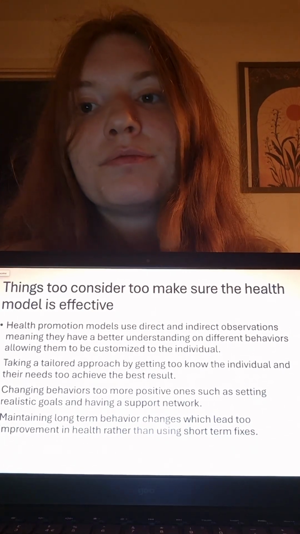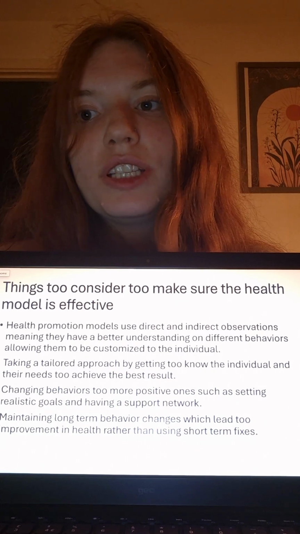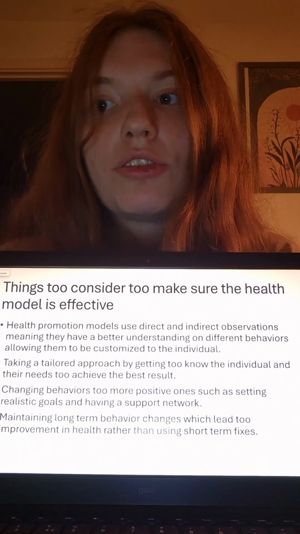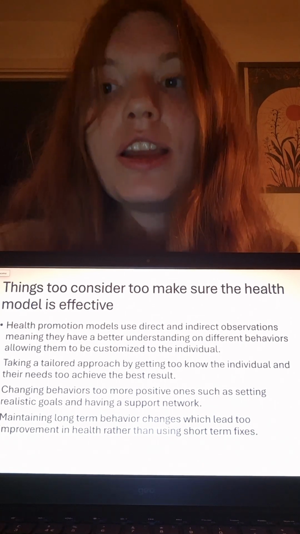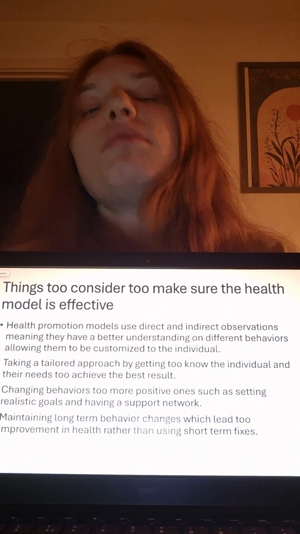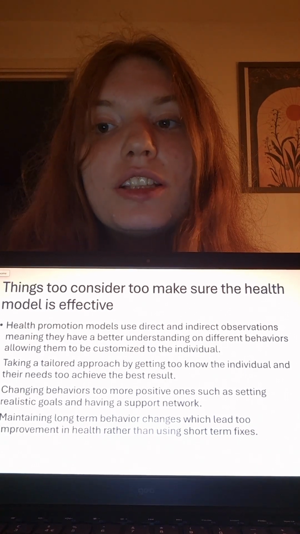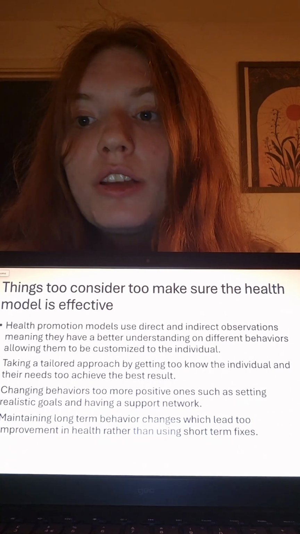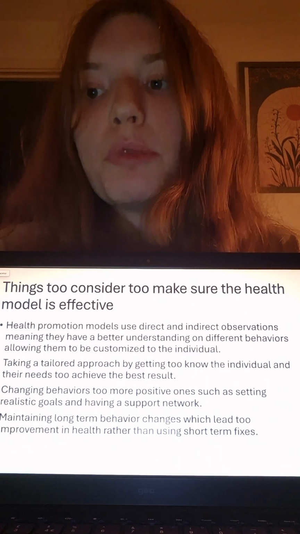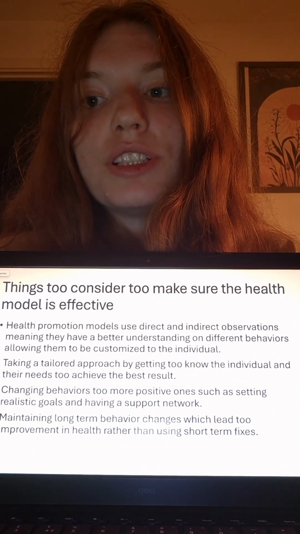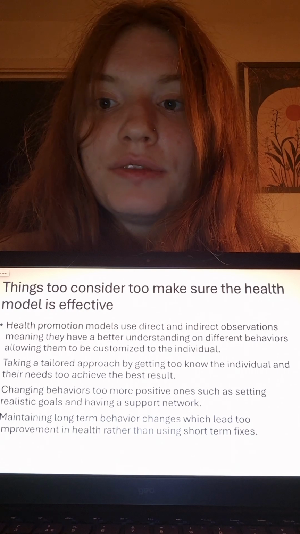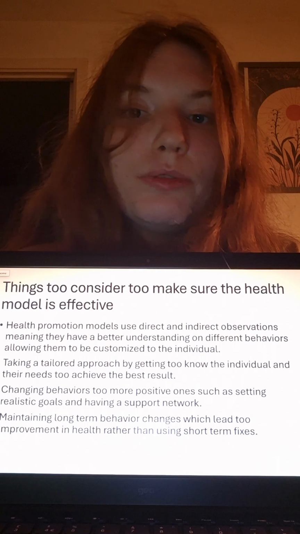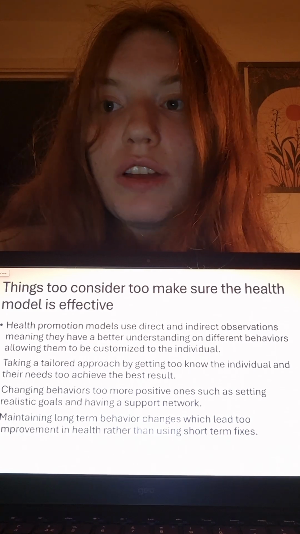Things to consider. Health promotion models use both direct and indirect observations, meaning they have a better understanding of different behaviours, allowing them to be customised to the individual. They take a tailored approach by getting to know the individual and their needs to achieve the best possible result. They change behaviours to more positive ones, such as setting realistic goals and having a support network in place. Maintaining long-term behaviour changes can lead to improvement in health rather than using short-term fixes.